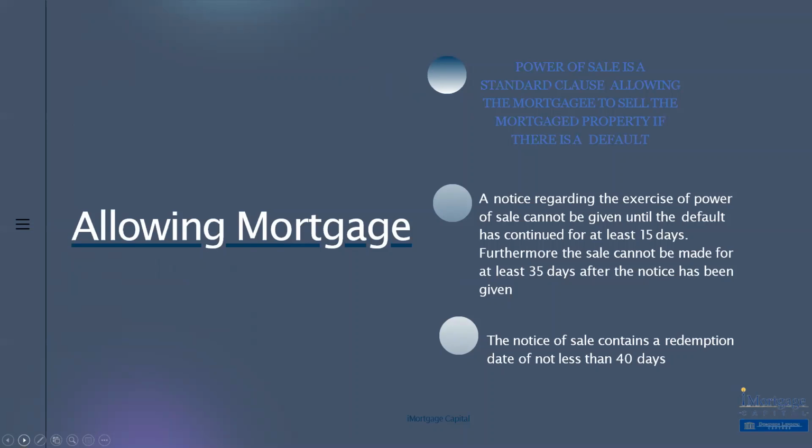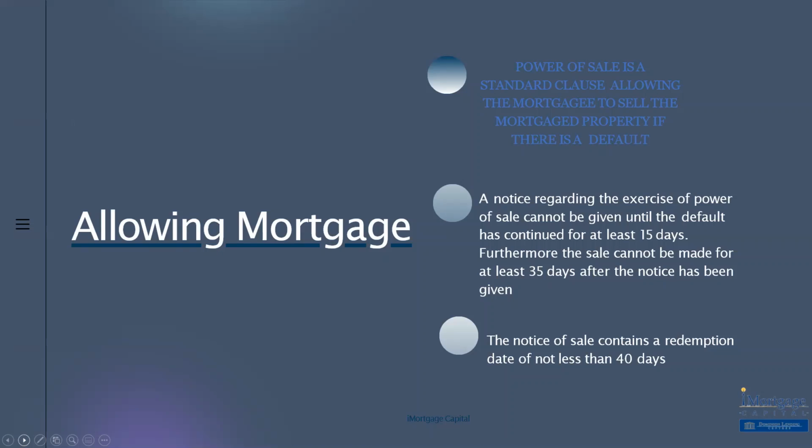So a notice regarding the exercise of power of sale cannot be given until the default has continued for at least 15 days. If you're a landlord, you probably know it's the same type of procedure. You have to wait for a specific amount of time before you can issue notices. Furthermore, the sale cannot be made for at least 35 days after the notice has been given. So the notice of sale contains a redemption date not less than 40 days.